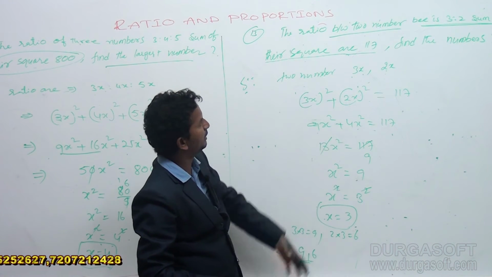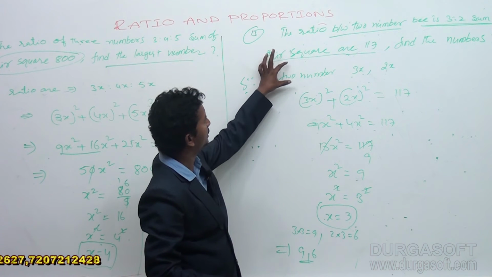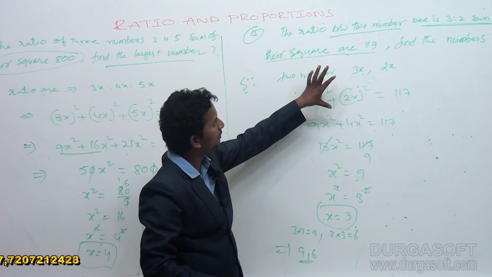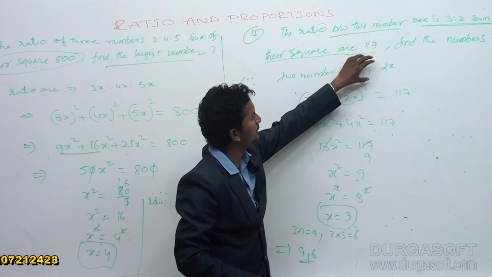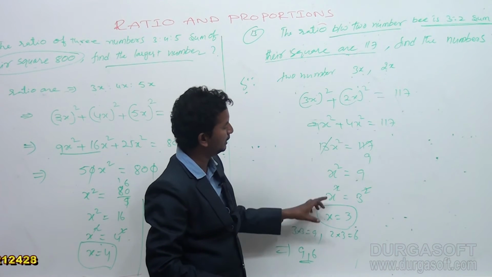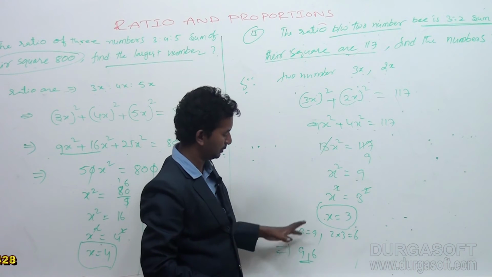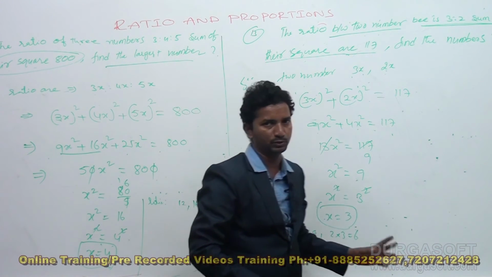The ratio between two numbers is 3:2. Now their squares are like this. Now find the numbers. Numbers I am taking as 3x and 2x. You find out the x value here, then substitute here. Now these are the ratios and proportions.